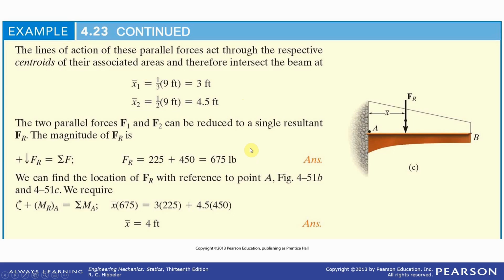The total force is 225 plus 450, and x bar is given by this equation: x bar times the total force is the individual force times its distance, plus the other individual force times its distance. We're in the foot-pound system, so x bar would be in feet. I just worked this out in my head.